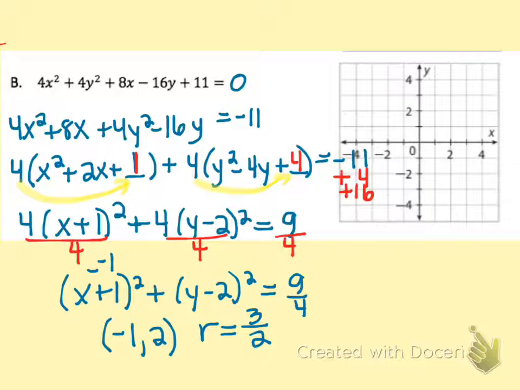So now all I have to do is plot that point. So that's negative 1, positive 2. So that would be right here for the center. And then I have to go 1.5 units above, below, to the right and to the left. So 1.5 above puts me right there. 1.5 below puts me right here. 1.5 to the right puts me here. And 1.5 to the left puts me here. And there's my little tiny circle.